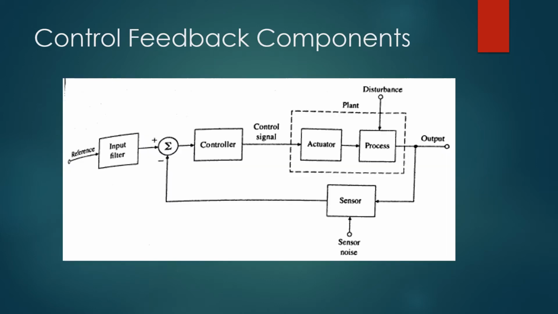Now let us look into the different control feedback components. So what we're looking at right now is an example of a closed loop control system, which we would define later. So it involves a reference or a reference signal, an input filter, a controller, the actuator and process inside a plant, an incoming disturbance, an output, and a sensor affected by sensor noise going back into the controller.